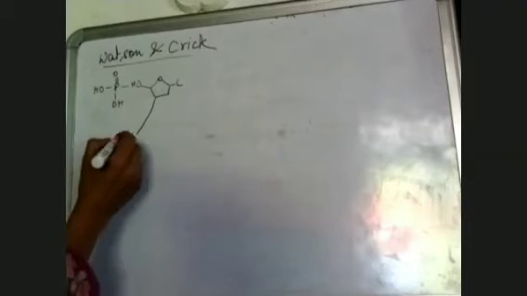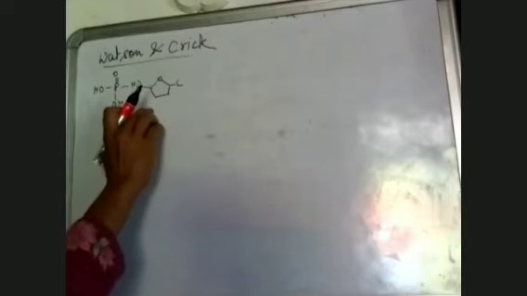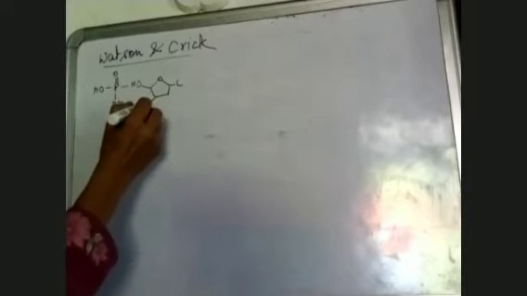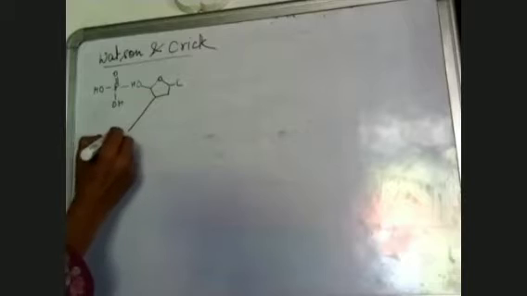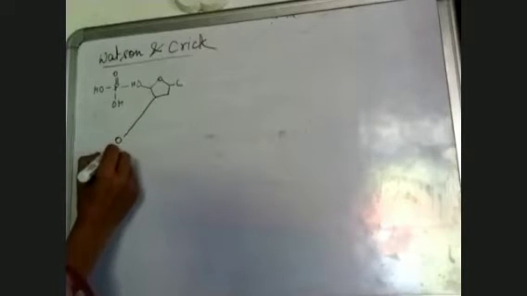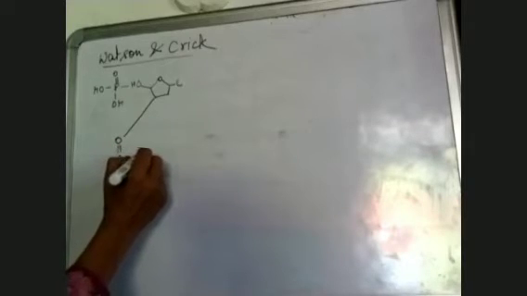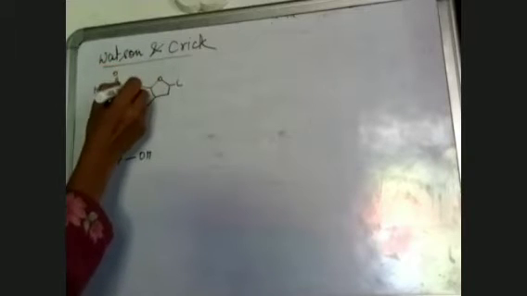And how will it be connected to the next phosphorus? It will be connected the same way, here connected to the O. Here a double bond P, OH, rather OH, not HO.